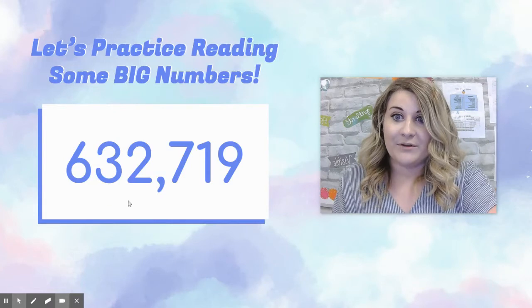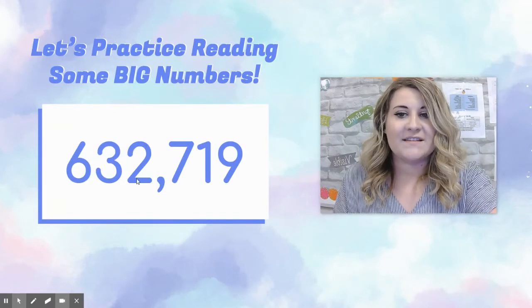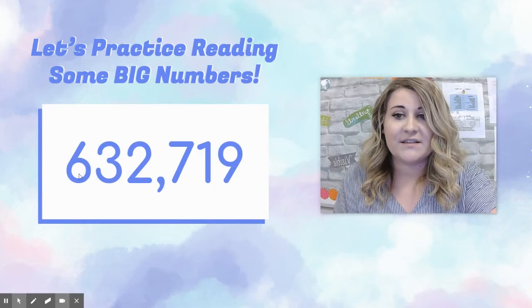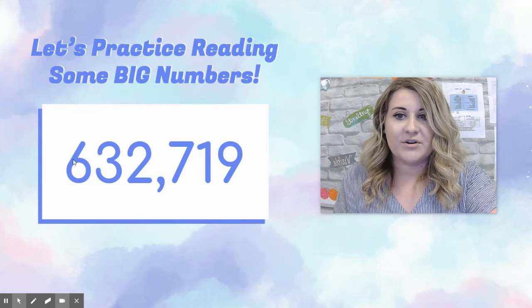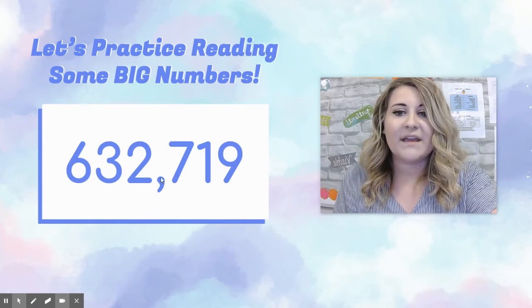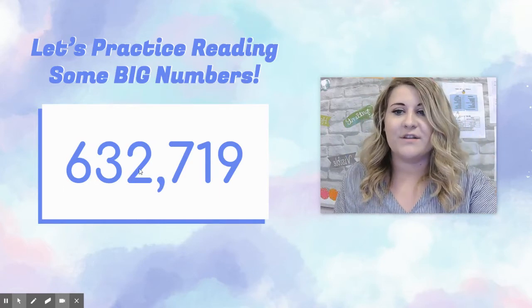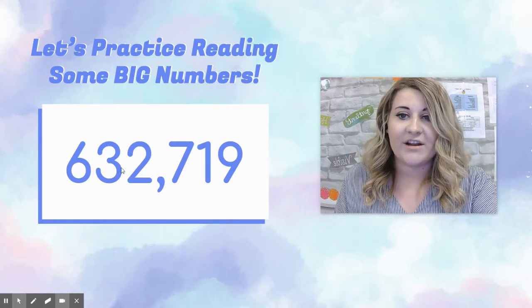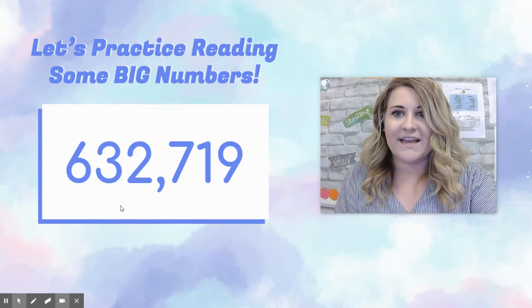I have got this really big number up here. So what I want you to do first is look at this part right here, just where the 6 and the 3 and the 2 are. Let's read that together. 632. And then when we get to that comma, it says what? 1,000. Very good. So let's try that. 632,000. And then we're going to say that second part. 719.